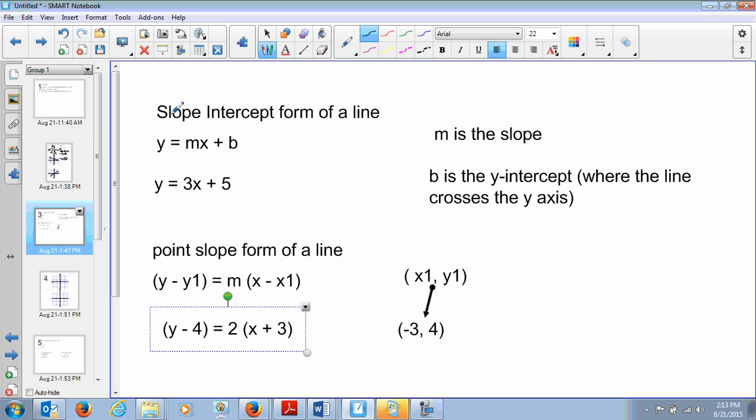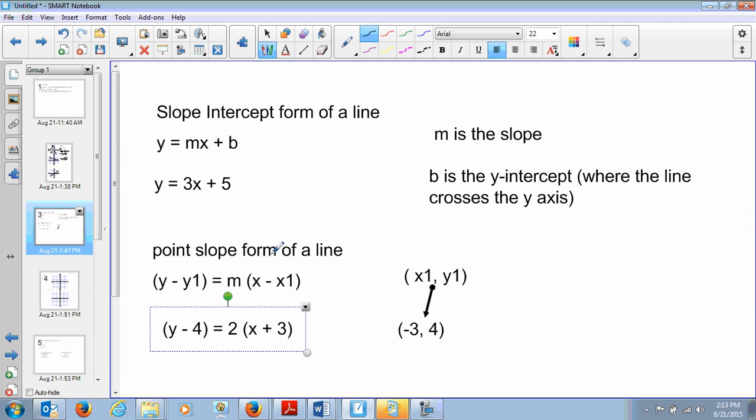All right, we have two forms of a line. We have what we call slope-intercept form, where we have y equals m, which is the slope, times x plus b. Notice, b is the y-intercept. It's where your line crosses the y-axis. So here we have the equation y equals 3 being the slope, times x plus 5, 5 being our intercept.